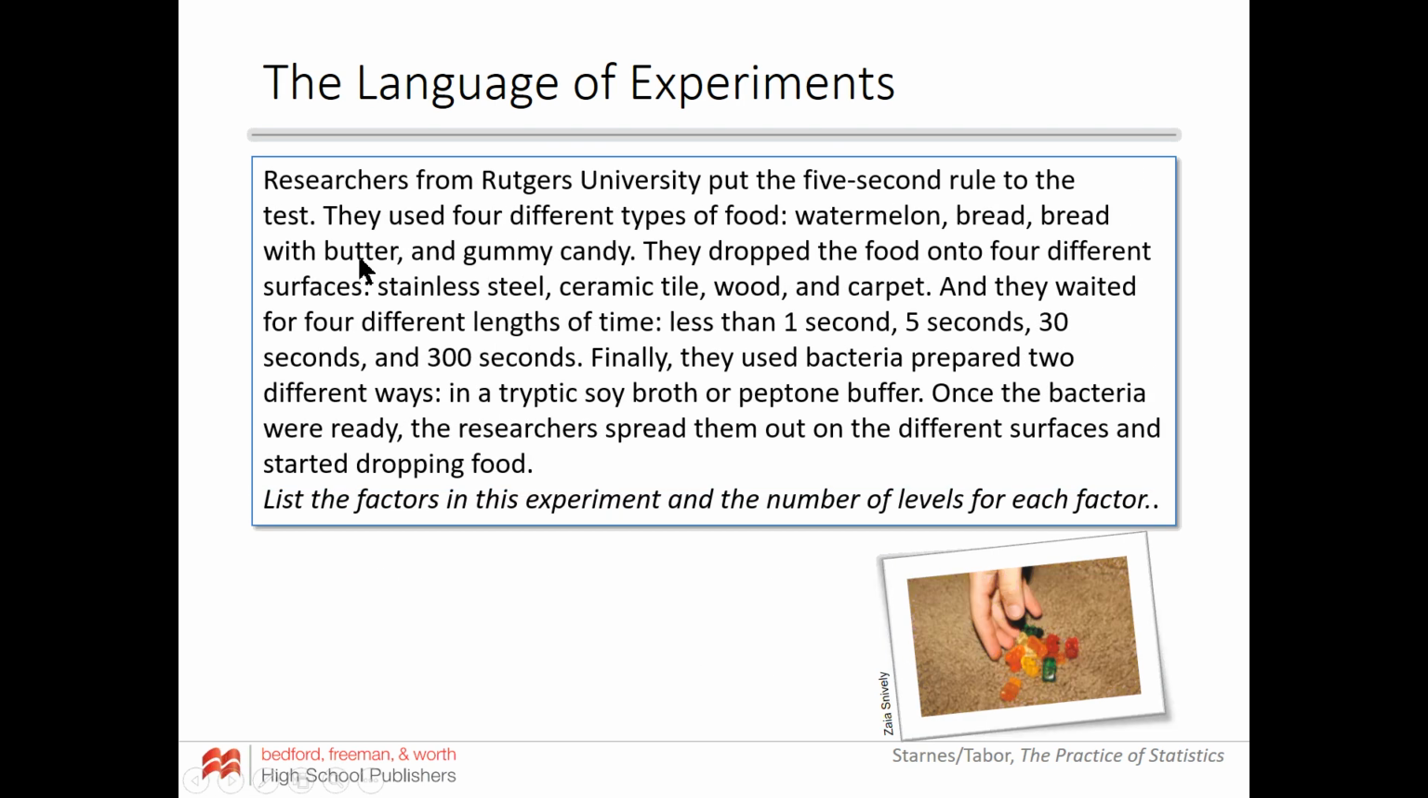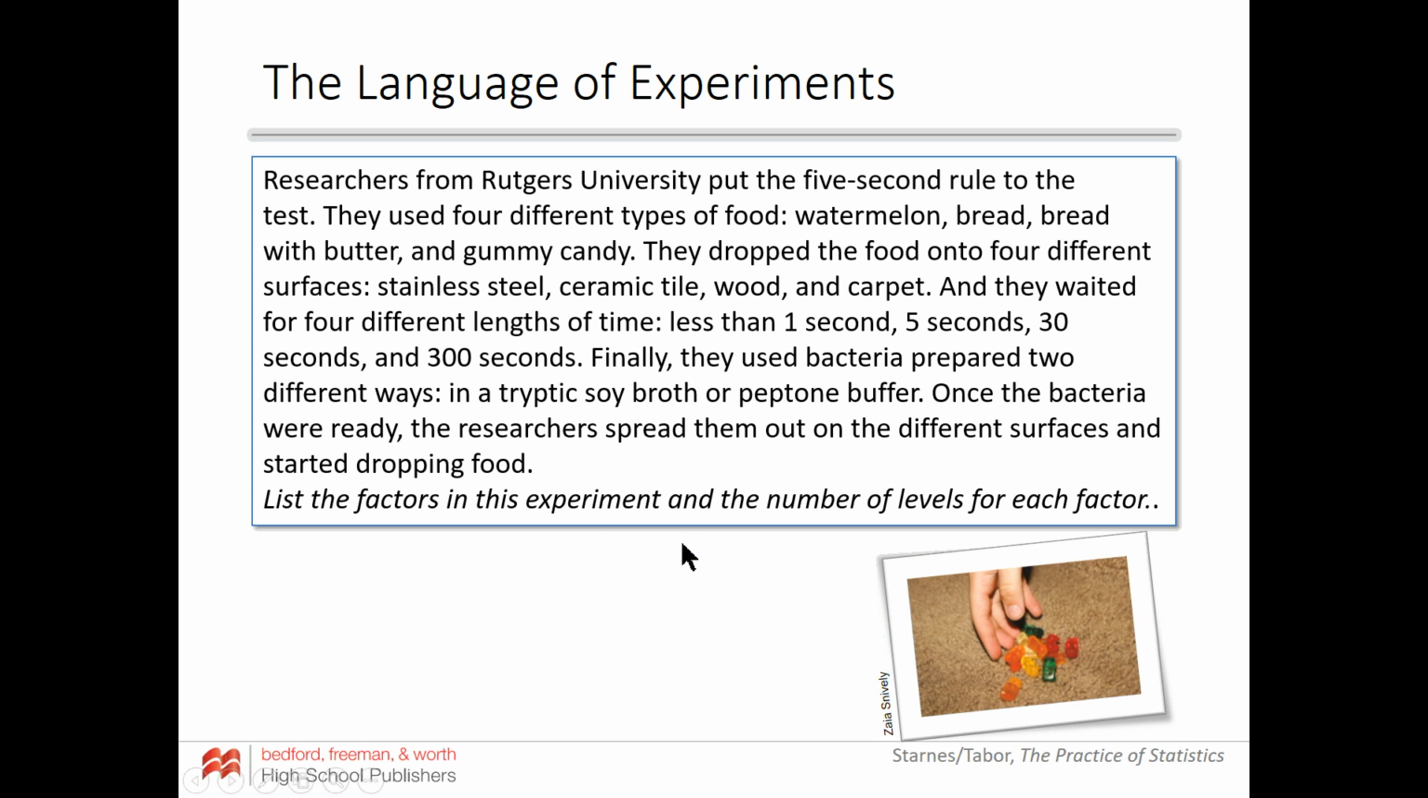All right, so here's another one. This one's a yucky one. Researchers from Rutgers University put the 5-second rule to the test. They used 4 different types of food: watermelon, bread with butter, and gummy candy. They dropped the food onto 4 different surfaces: stainless steel, ceramic tile, wood, carpet. They waited for 4 different lengths of time: less than a second, 5 seconds, 30 seconds, and 300 seconds. And then they used bacteria prepared 2 different ways: in a tryptic soy broth, I'm not sure if I'm saying that right, or peptone buffer. Once the bacteria were ready, the researchers spread them out on the different surfaces and started dropping food.